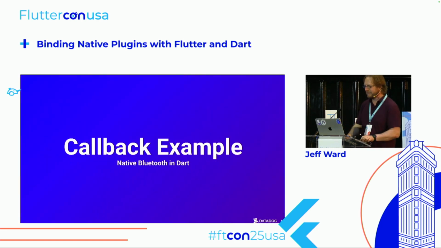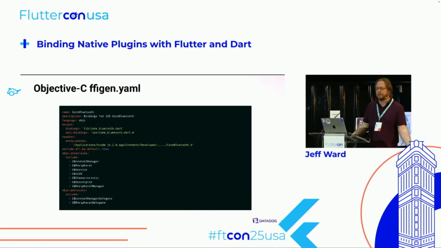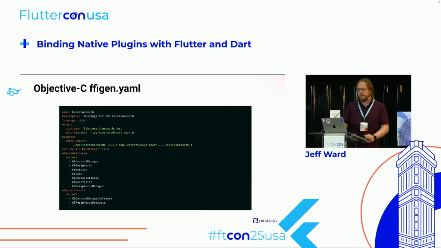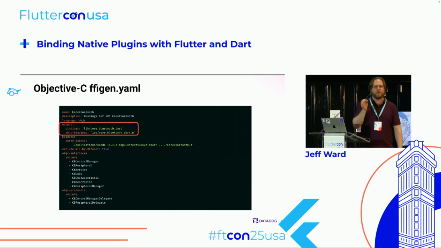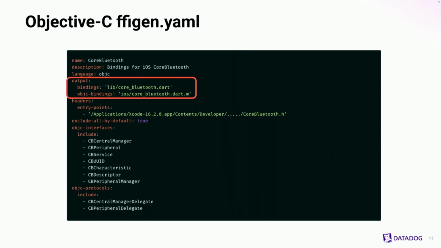So, how did we do that? In our Objective-C FFI Gen YAML, you'll notice we have to create 2 outputs. One for Dart, one for Objective-C to do some of the binding code. You have to include that file manually in your Xcode project, but once you do that once, it's there all the time. And then we're listing out all of the protocols that we want to implement. In this case, the CB Central Manager and the CB Peripheral.